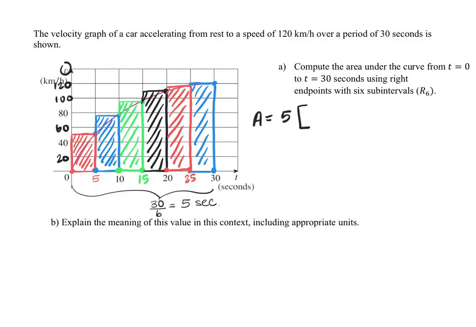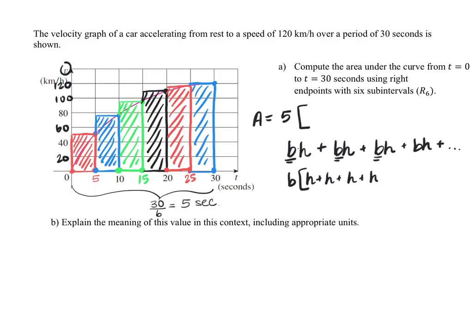Now remember, we could compute base times height for the first rectangle and add that to the base times height of the second rectangle, base times height of the third, and on, like so. But if the base measurement is the same, in this case 5 seconds, then think about it like factoring out that base measurement, and then you can just add up all of those heights. So to save ourselves some time, we're factoring out that base measurement, the 5 seconds, and therefore we don't have to go base times height for every single rectangle. We can just multiply the 5 and then add up all of the heights.